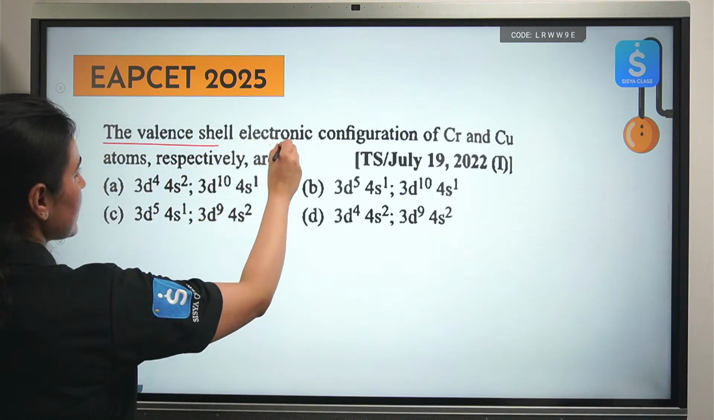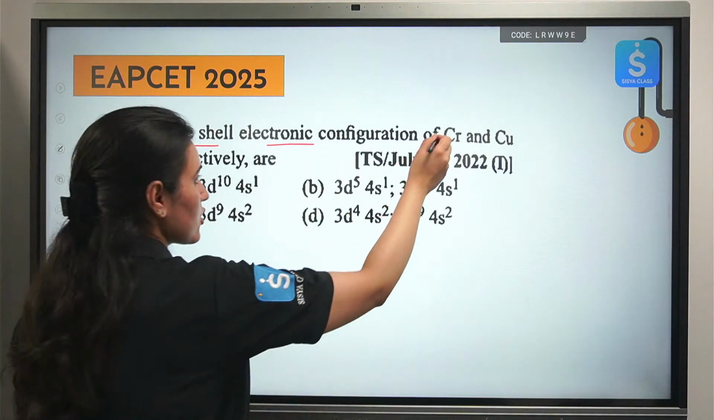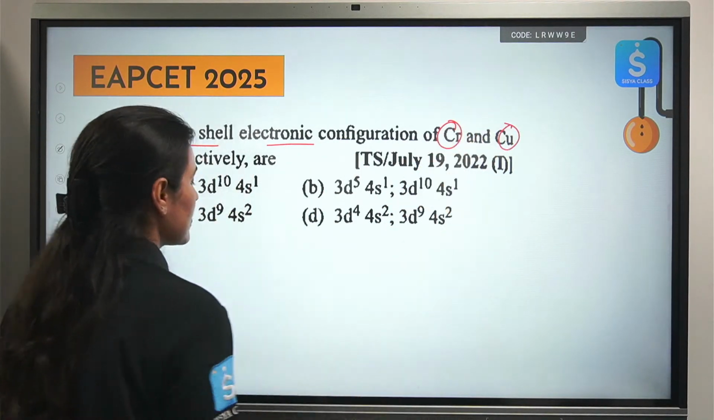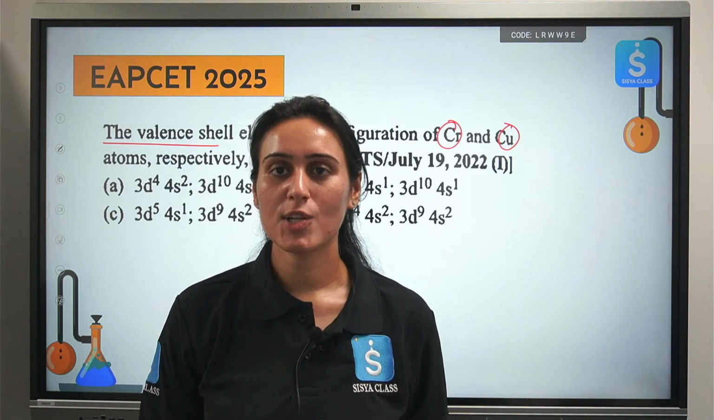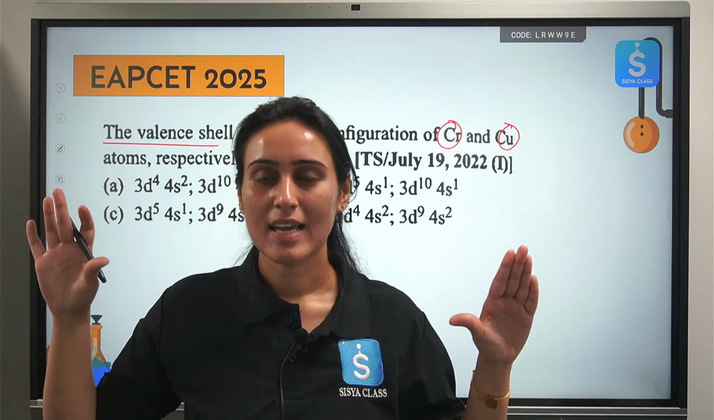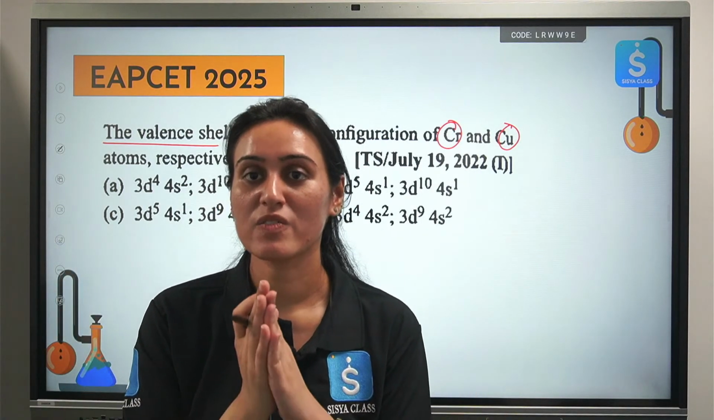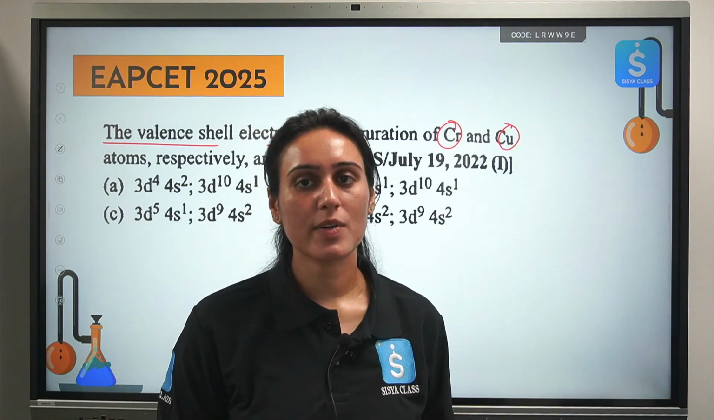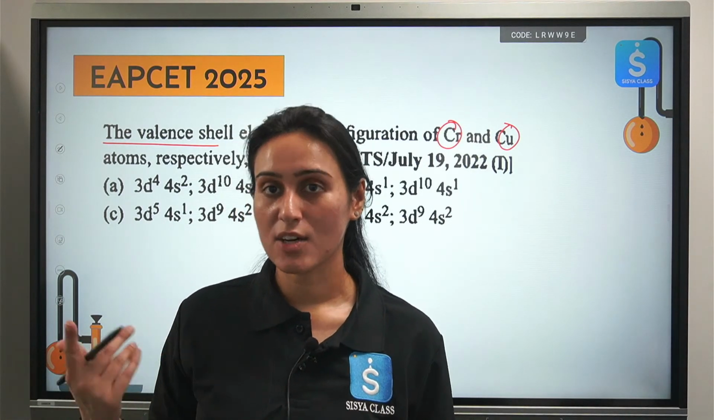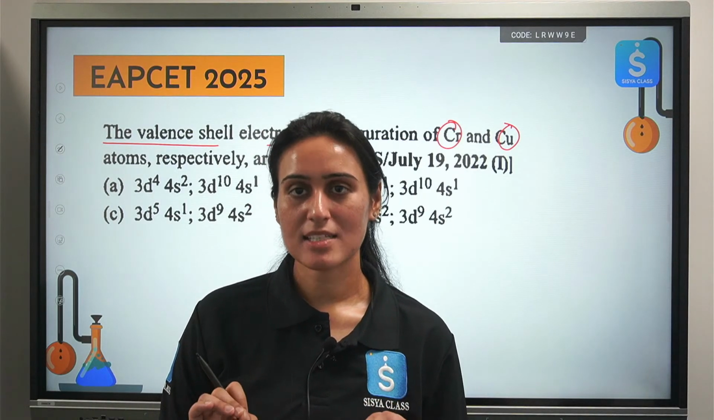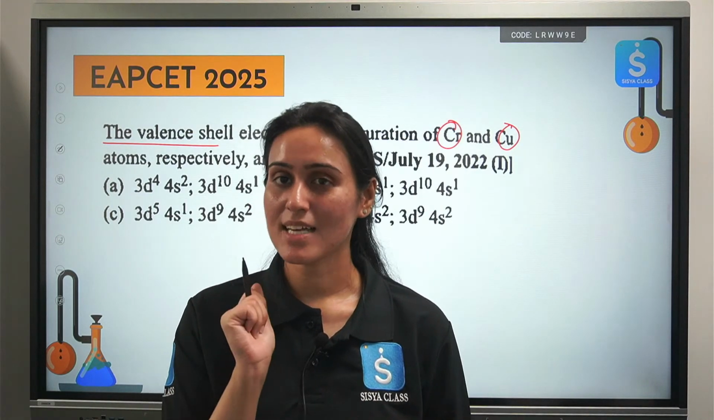The valence shell electronic configuration for chromium and copper. See, chromium and copper don't follow the general electronic configuration of d block elements. Generally, what do we do? We add 2 electrons in the s orbital and the rest of the electrons we add to the d orbital. But in case of chromium and copper, we see something different.